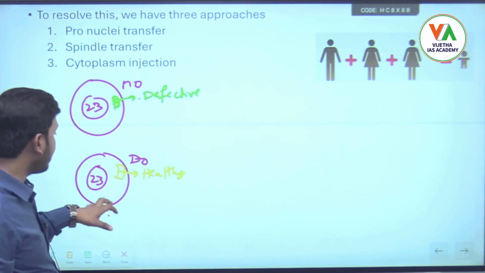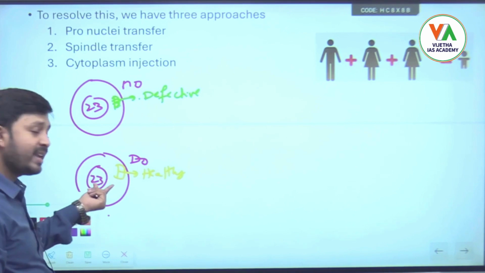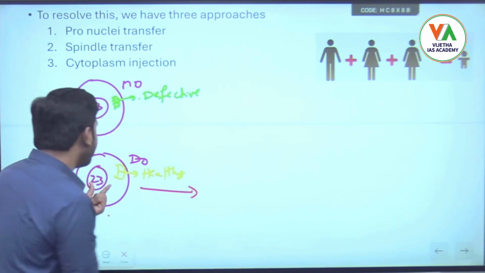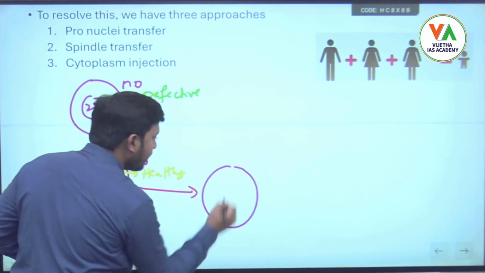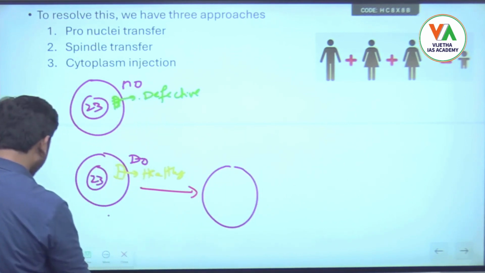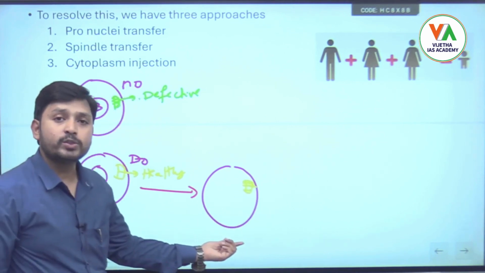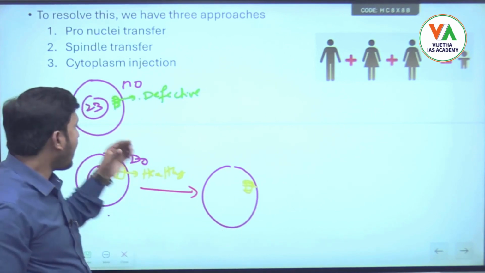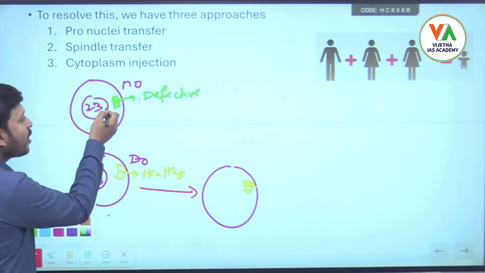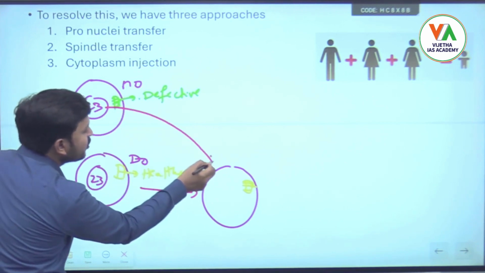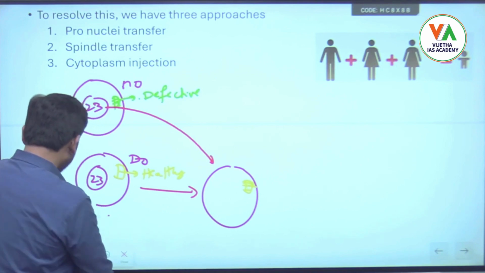I will try to discard the nucleus of this ovum here itself. So because of that, this is the donor's ovum without any nucleus, right? And I will remove the nucleus of the mother and I will transfer this nucleus of the mother into the ovum of the donor. So what is the structure we are getting here?